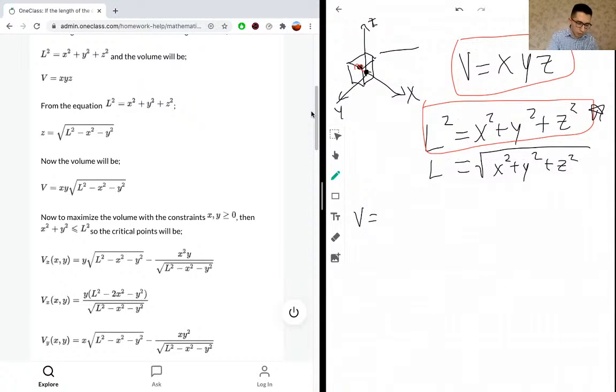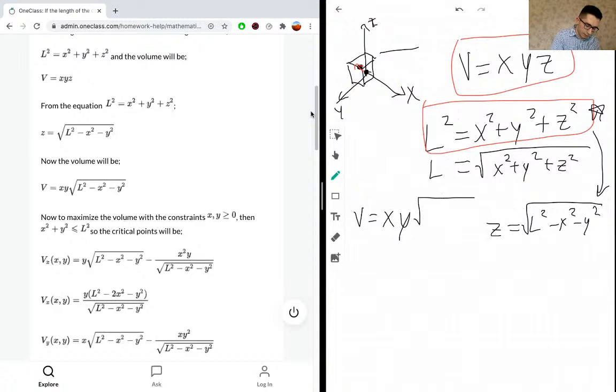So volume is equal to, so we're going to substitute here z, and we're going to use this equation to find what z is. If we rearrange it, this would give us z equals the square root of L squared minus x squared minus y squared. So here we'd have x times y, and then z is this value right here. So it will be the square root of L squared minus x squared minus y squared. I'm just going to draw a line so you can see that these are different.